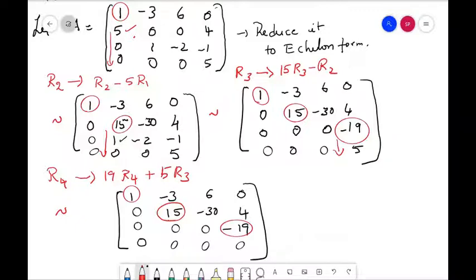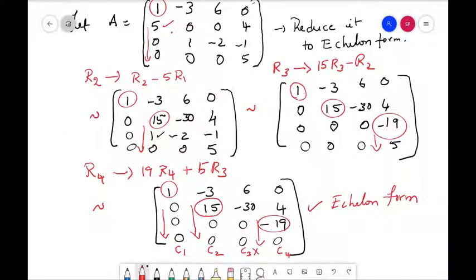So here now what are our pivot columns? So this is a pivot column. So C1 is a pivot column. This is a pivot column. C2 is a pivot column. This is not a pivot column. So this will be C4 again. It will be pivot column. So C3 is not a pivot column. Now this is reduced to echelon form.